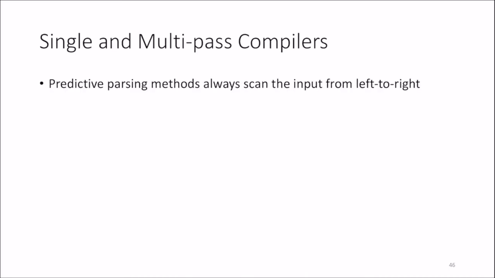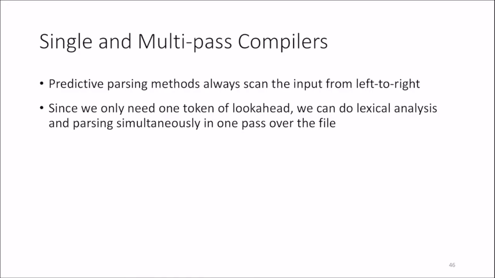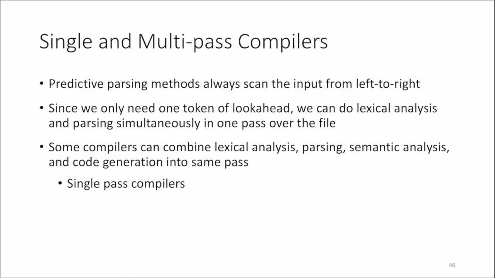So there are single and multi-pass compilers. When we're doing parsing, we're always scanning the input from left to right. And since we only need one token of lookahead, we can do lexical analysis and parsing simultaneously in one pass over the file. And some compilers can combine lexical analysis, parsing, semantic analysis, and code generation into one pass. Essentially, we finish parsing, we have done all the semantic analysis and code generation. When you're done at the end, you've scanned your last token and done a bunch of reduce actions. The end result is you get the output code generated. So these are called single pass compilers.